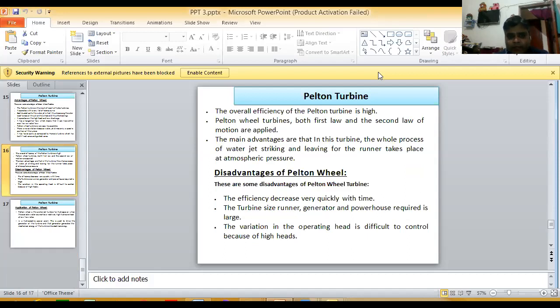Disadvantages of Pelton wheel: the efficiency decreases very quickly with time. The turbine size, runner, generator, and powerhouse required is large. The variation in the operating head is difficult to control because of high heads.